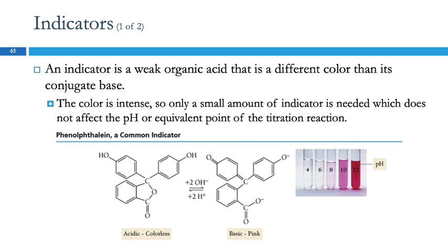So this is the structure for phenolphthalein. In an acid, it's colorless. In the base, it's pink. And here we see phenolphthalein in solutions of different pH. So at 4 and 6, it's clear. At 8, it's beginning to turn pink. A little bit of it has turned pink. At 10, there's more, and 12 is like, woohoo.